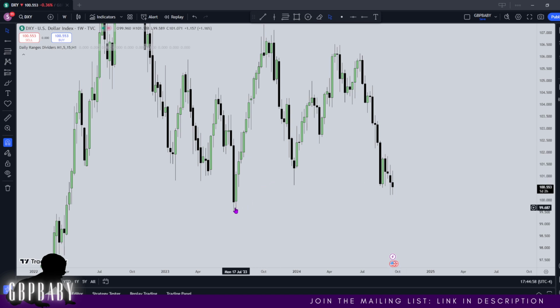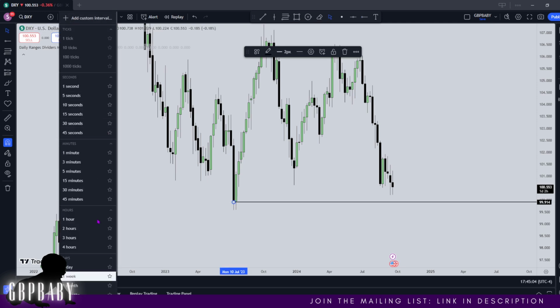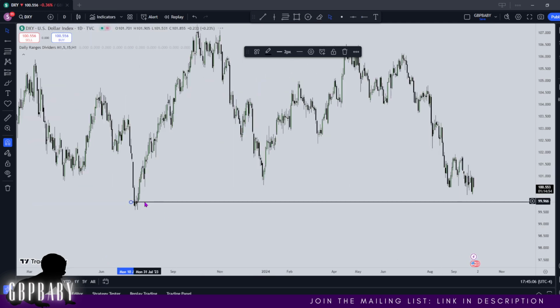But nonetheless, I do have my eyes set on this rejection block level down here, so I'm going to mark this level out. And what you'll find is when we get down to the daily, you'll see there's a bullish order block here, which I've also drawn our attention to. So I'm watching this bullish order block very closely now, because I want to see how price reacts to it if we manage to trade down into it.